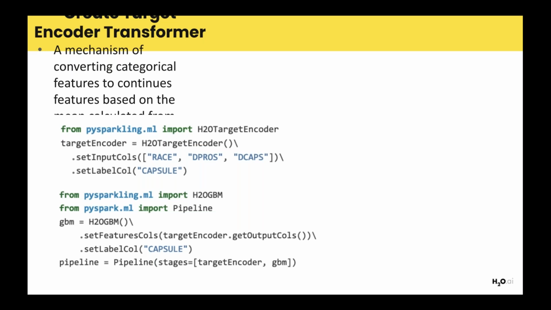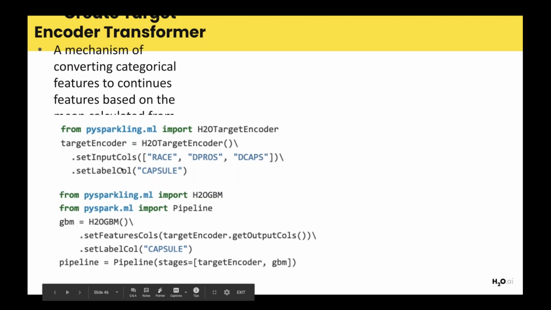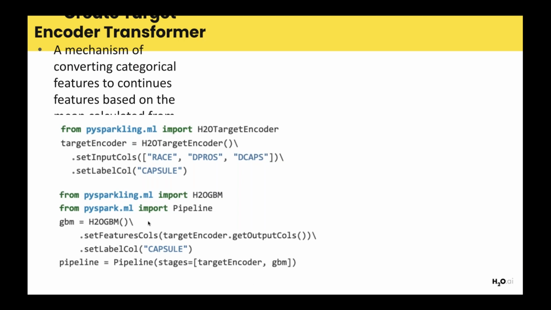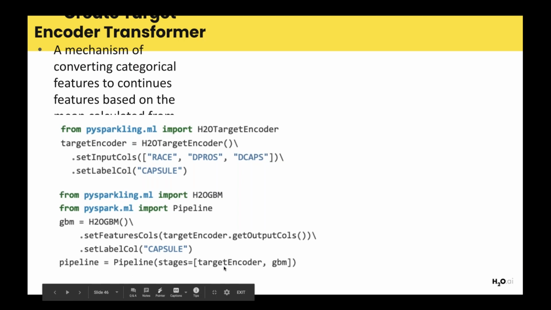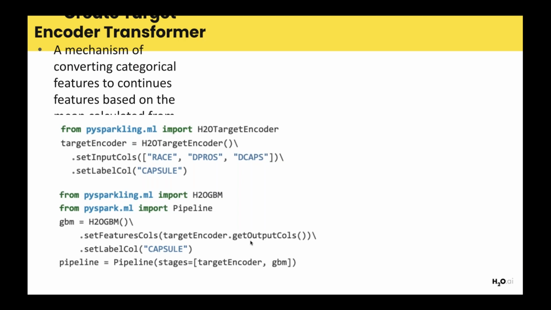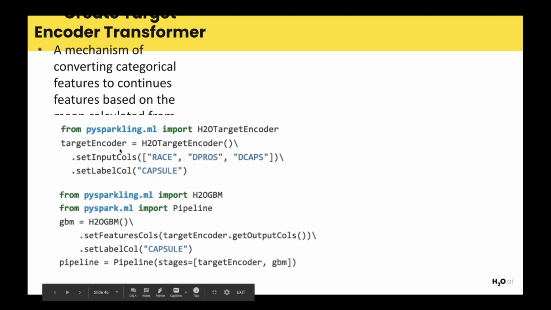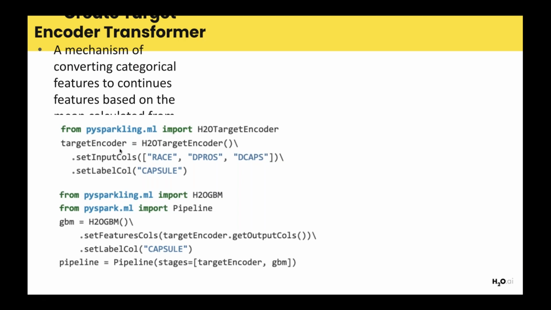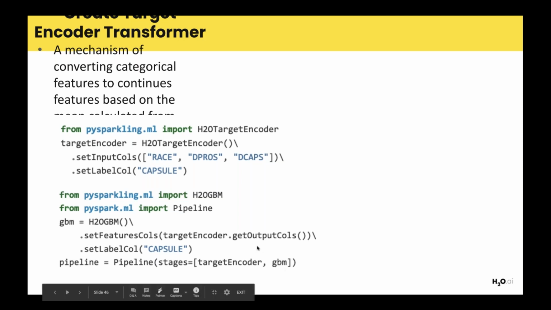So this is how you can do target encoding using Sparkling Water. And this is a better representative of the pipeline that can be developed using Sparkling Water and H2O AutoML. There are two stages in this pipeline. One is the target encoder, and the other one is the GBM model. Target encoder we could think of as a pre-processing step, and then GBM as the modeling step.